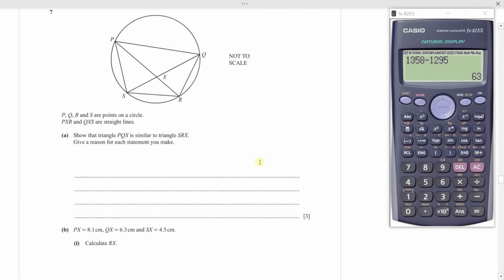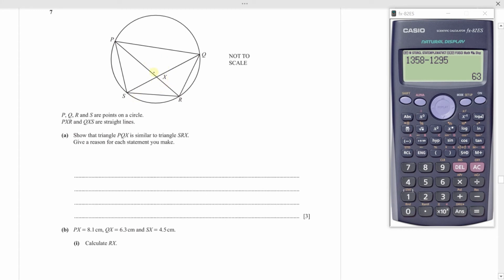Question number 7: PQRS are points on the circle. PXR and QXS are straight lines. So this is a straight line, and this is a straight line as well. Show that triangle PQX is similar to triangle SRX. So PQX is this triangle and SRX is this one. So we have to show these two are similar.